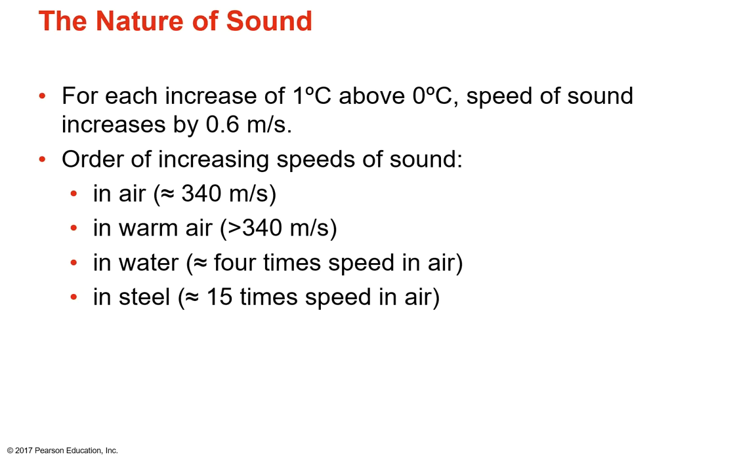The speed of sound varies with temperature. For about every 1 degree increase, and that's 1 degree Celsius, increase in temperature, the speed of sound increases by about 0.6 meters per second. So if it gets colder, the speed of sound drops. Hotter, the speed of sound is faster. But the speed of sound in something like steel is 15 times faster than in air.